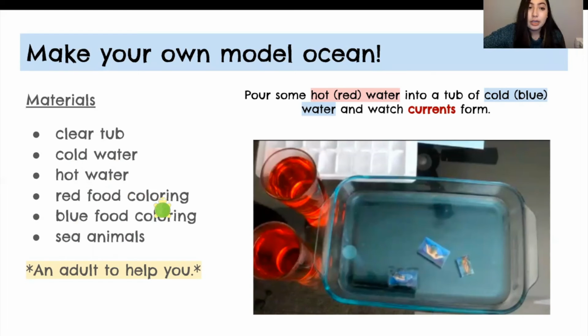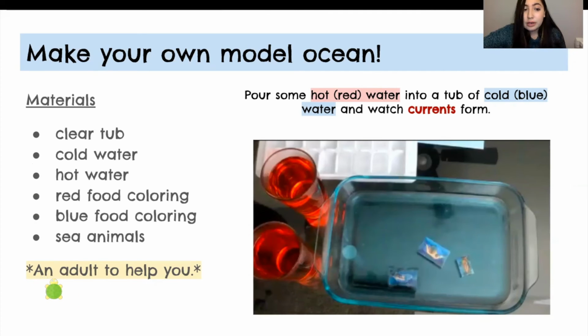So these are the materials you're gonna need. You're gonna need a clear tub of water. You're gonna need some cold water. I put ice cubes, but you can put your water in the refrigerator and make it cold. And then hot water. You can just use hot water from the sink. Red food coloring for the hot water, blue food coloring for the cold water, so we can see that they're different, and sea animals. I printed pictures and threw them in there, but if you have real sea animal toys, you can throw them in there as well. And you will see, you will create your ocean model.